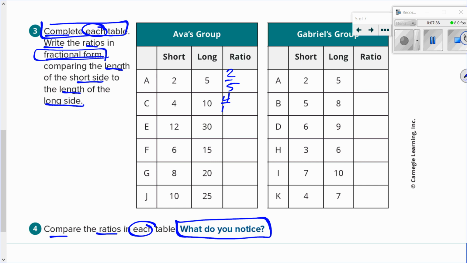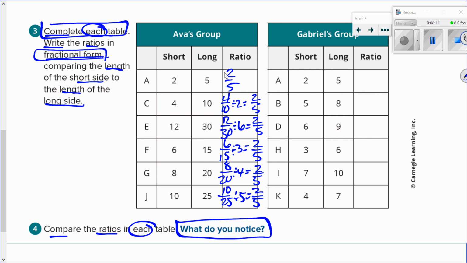Because if I do 4/10, it's a lot easier in fractional form to simplify. I can divide both those by 2 to give me 2/5. If I have 12/30, I can divide both those by 6 to give me 2/5. If I have 6/15, I can divide both those by 3 to get me 2/5. If I have 8/20, I can divide both those by 4 to get me 2/5. If I have 10/25, it's far easier to divide those by 5 to give me 2/5.